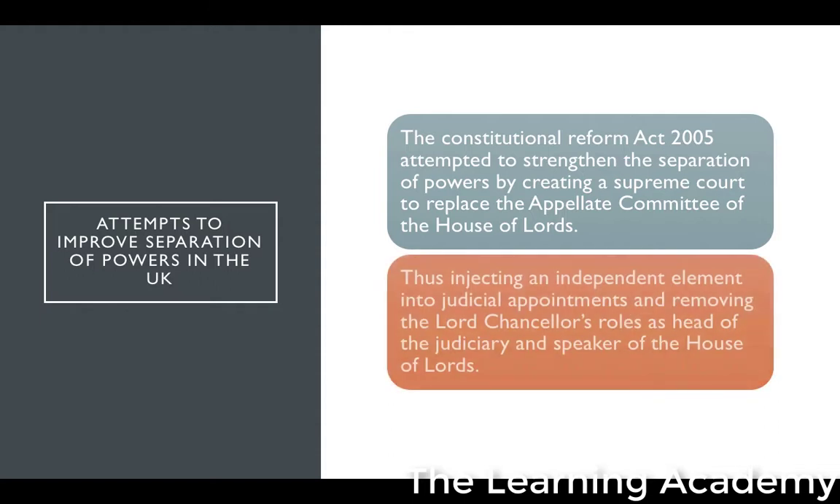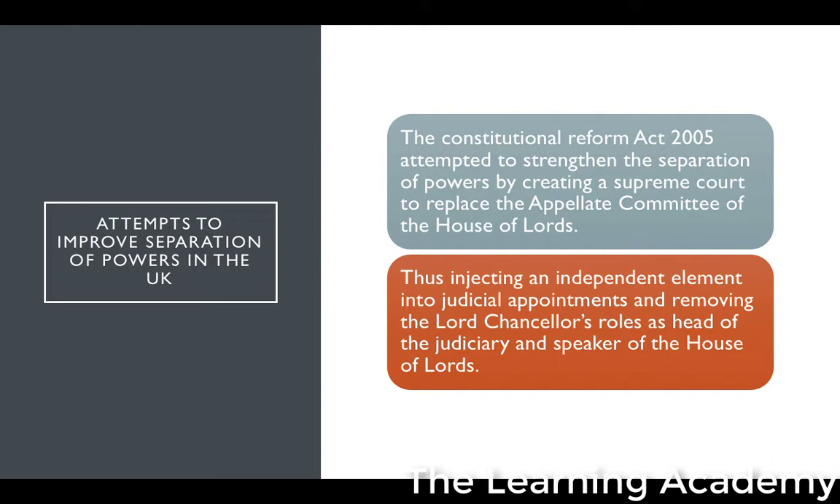So before 2005, we had the law lords sitting in the House of Lords, and they were the supreme and the highest legal judicial authority in the UK. But since 2009, when this act came into fruition, the Supreme Court has now separated from Parliament.